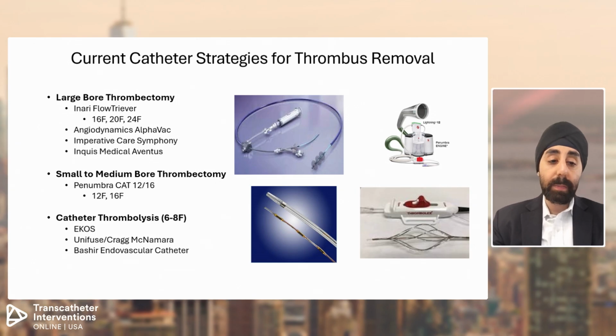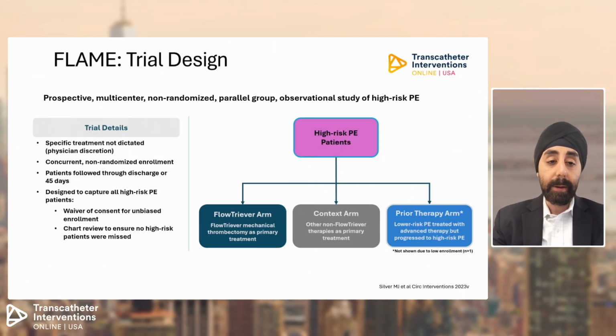So this has spawned this entire field, and you can see here, this is the current US FDA-approved catheter strategies for thrombus removal. There are multiple large bore thrombectomy devices on the market, one predominant small to medium bore thrombectomy device on the market, and then multiple catheter thrombolysis devices on the market. The primary being EKOS that is used, and then the Bashir endovascular catheter is sort of a hybrid with some mechanical component in addition to thrombolysis component.